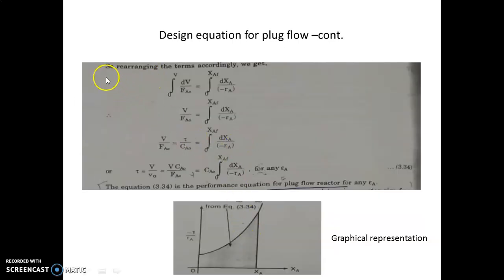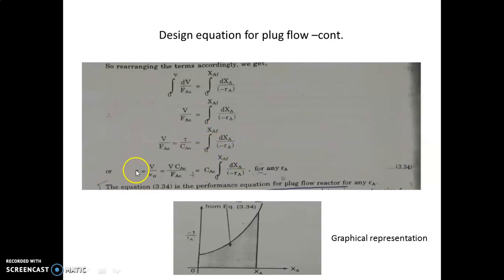So the above equation, if we rearrange, then we get this equation, which is applicable for the whole reactor. So you have to rearrange that equation and integrate it between the limits 0 to V and 0 to XF, where XF is the final conversion. By integrating this, we get V upon Fa0 is equal to the integral from 0 to XF of dXa upon minus Ra. We know that V upon Fa0 is nothing but tau upon Ca0, which is equal to the integral from 0 to XF of dXa upon minus Ra.